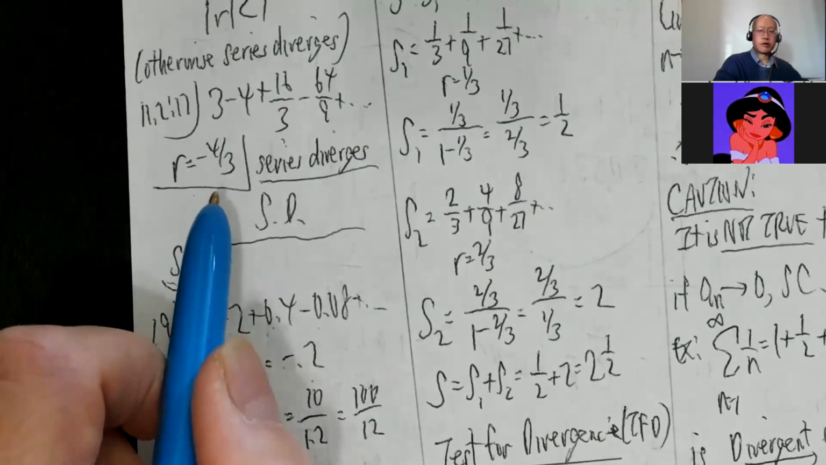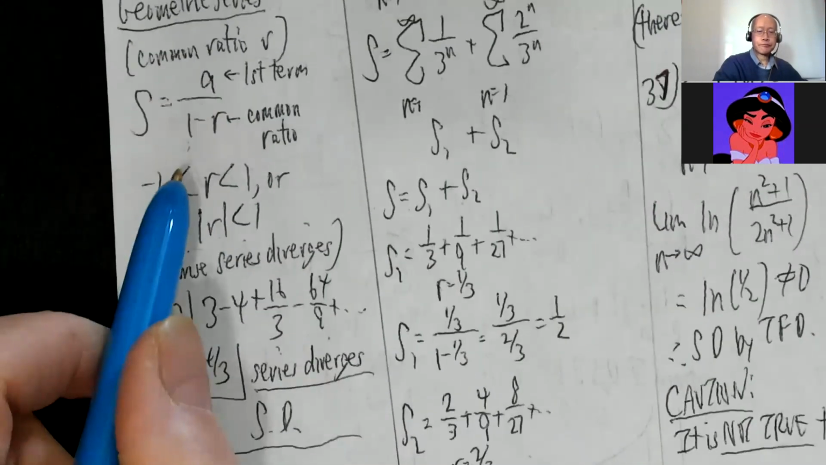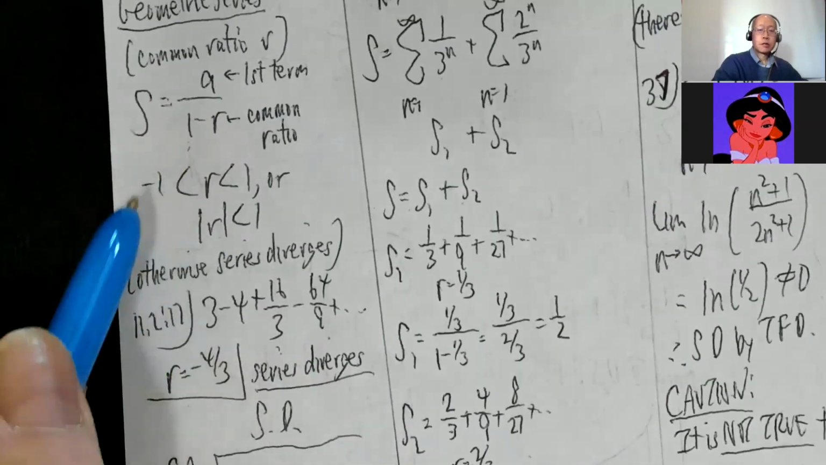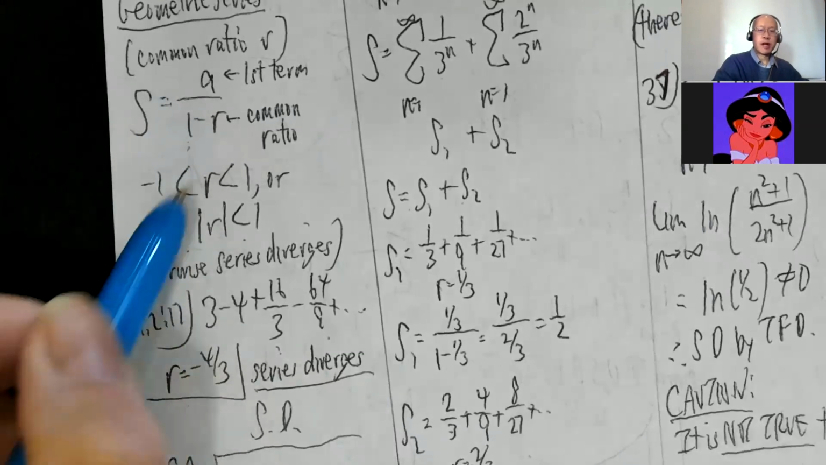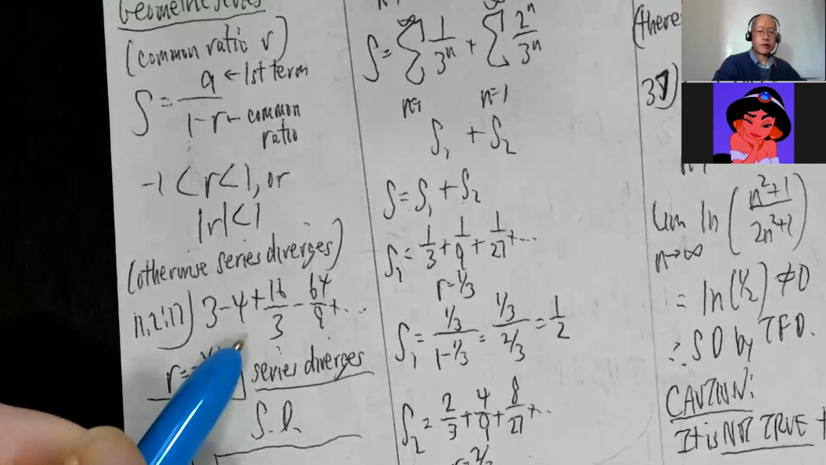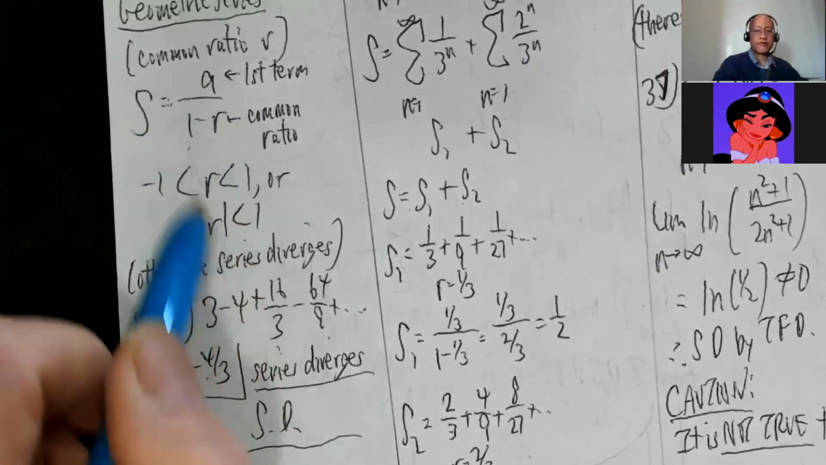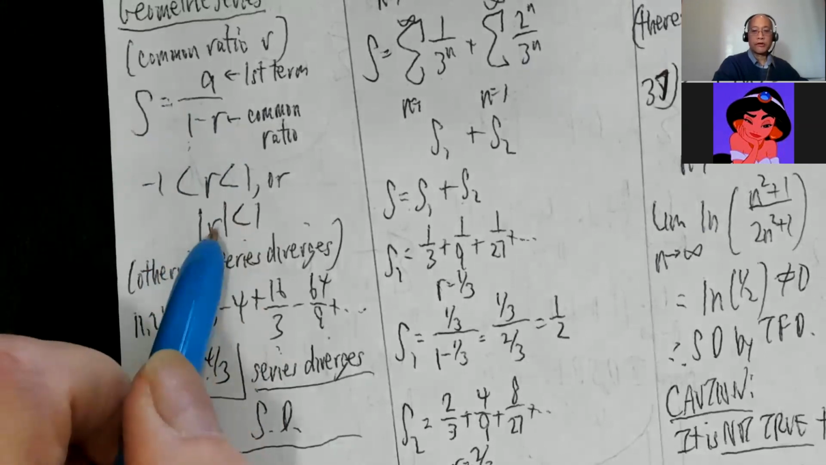This one does not converge. By the way, there's nothing preventing you from plugging into the formula. You could do A over 1 minus R for this problem. It won't mean anything because we already know the series diverges. This formula only works if R is between -1 and 1, or absolute value of R is less than 1.